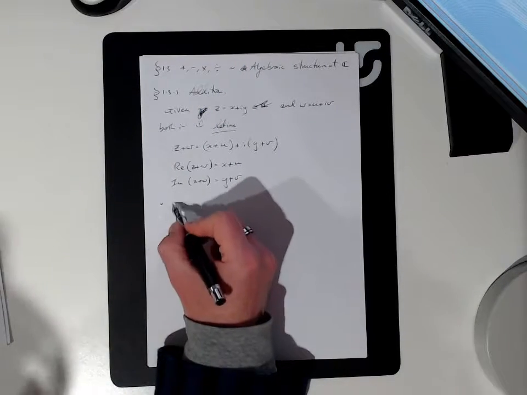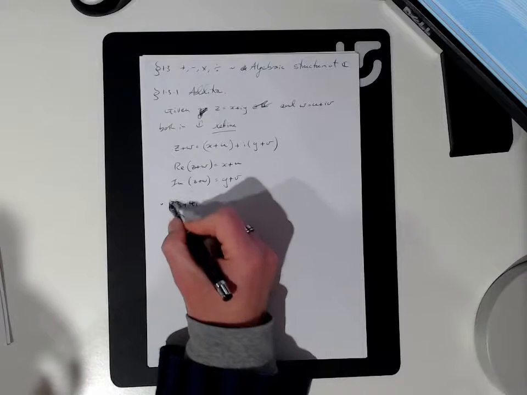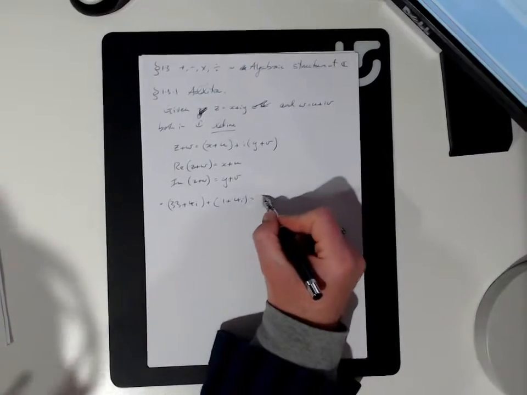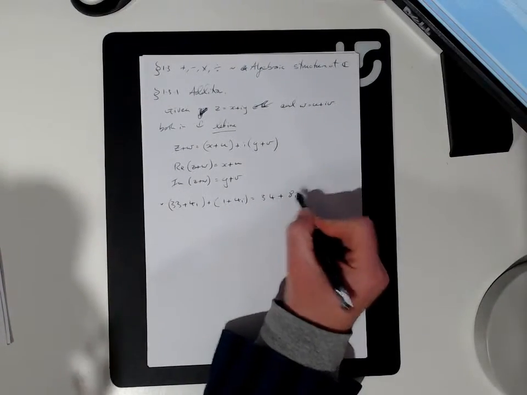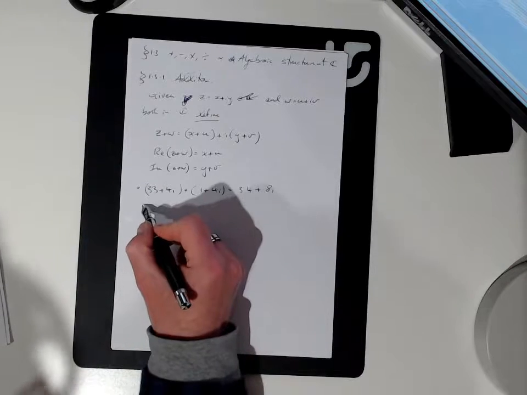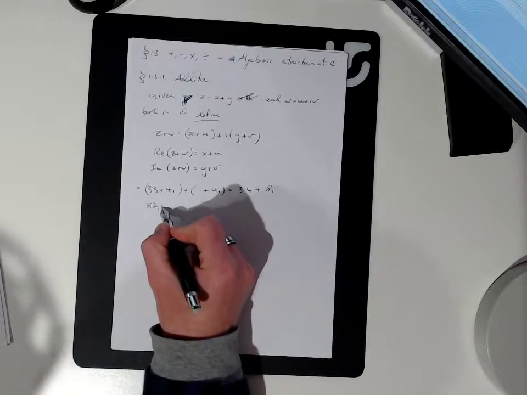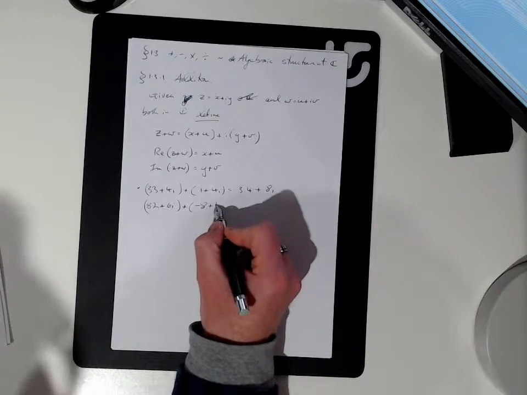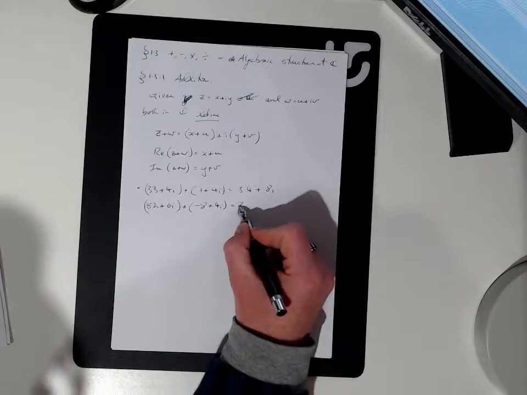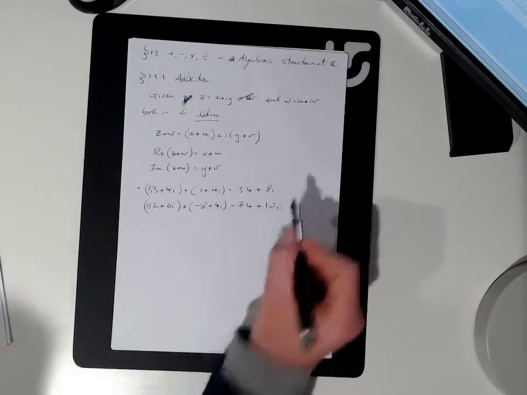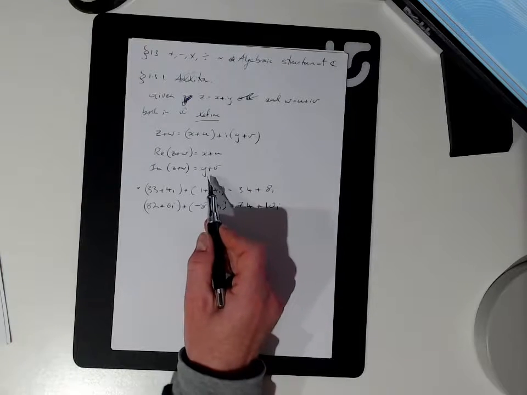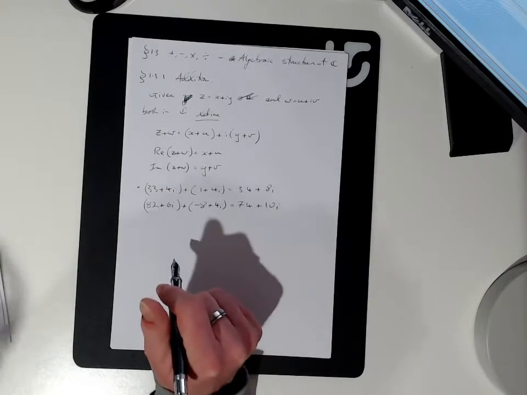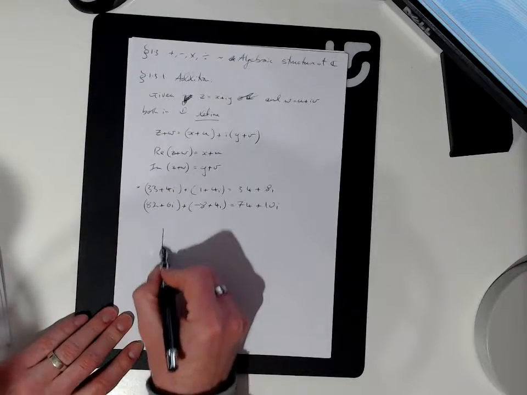Alright, two examples from the notes. 3 plus 4i plus 1 plus 4i is 4 plus 8i, and 8 plus 6i plus minus 8 plus 4i is equal to 0 plus 10i. So just as it shows here with the imaginary and real parts, you just add the imaginary and real parts separately. Okay, so we can draw a nice little picture of this.